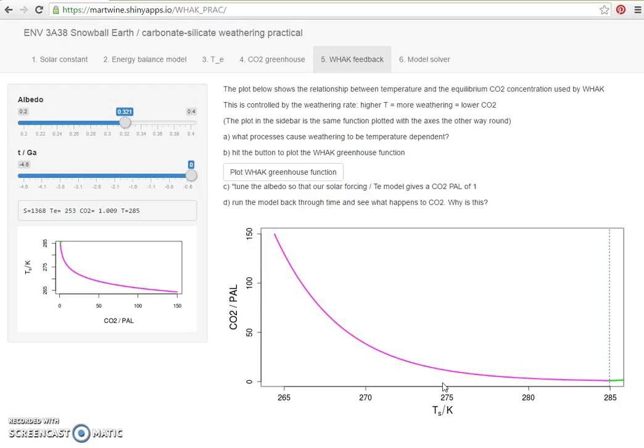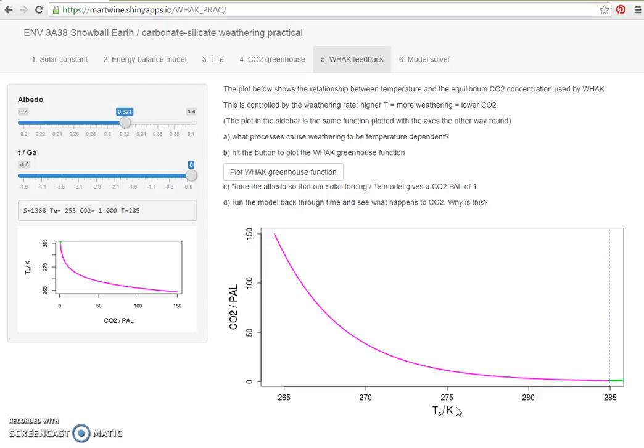The pink line shows the relationship between the temperature of the Earth and the CO2 concentration, and that's controlled through the weathering rate. As the temperature increases, the weathering rate increases, and atmospheric CO2 is drawn down. The green line shows the relationship between CO2 and temperature. That sounds like the same thing, but actually it's the other way around. That's the greenhouse effect, the effect of CO2 on temperature, rather than the pink line, which is the effect of temperature on CO2.